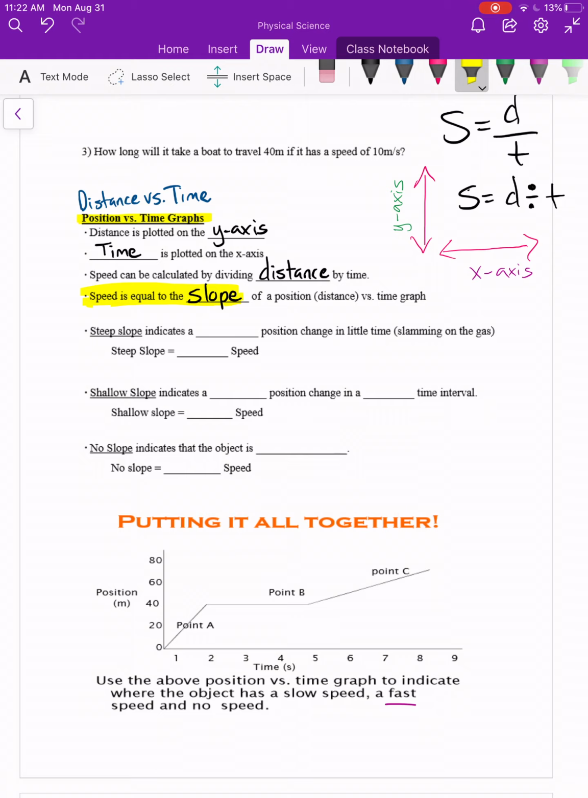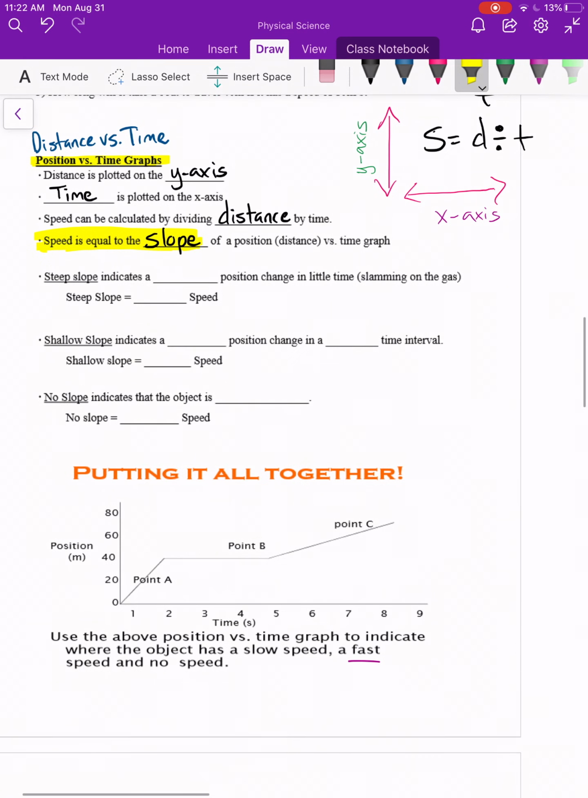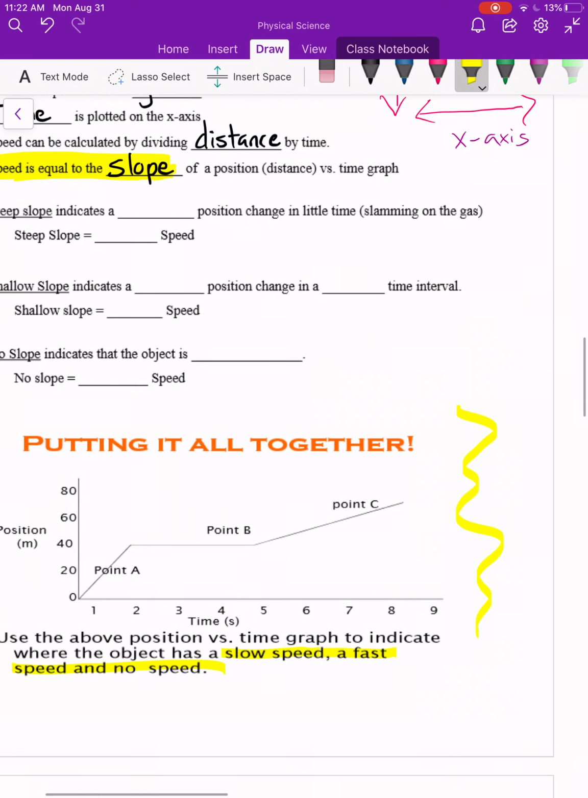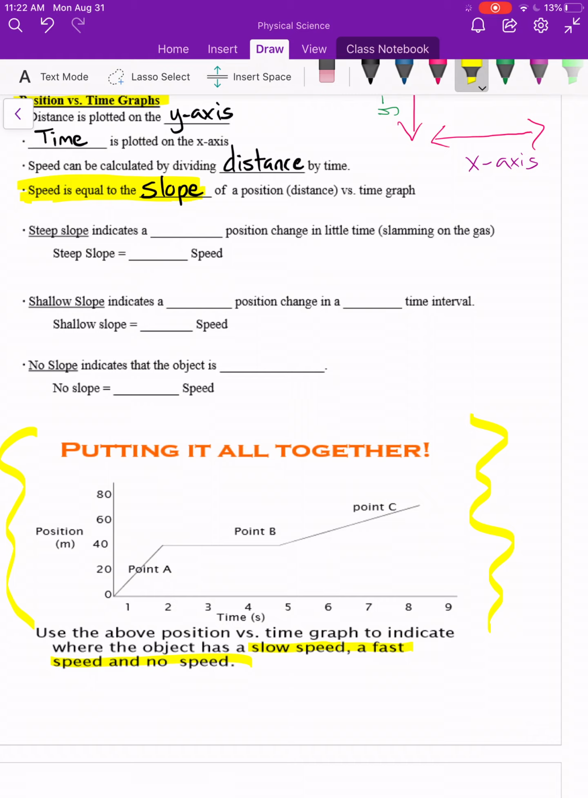So let's talk about when you look at different slopes, what that means. We're going to be looking at this graph down here. The question says, if you're looking at the above graph, can you tell us when the object had a slow speed versus a fast speed versus no speed? You probably could look at this and already guess. You have point A, point B, and point C, when it was going fast.